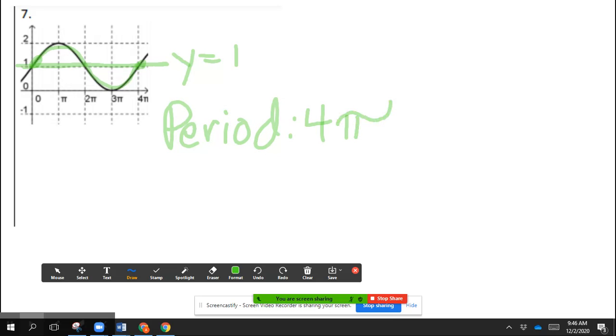Okay? So in 2 pi, there's half of a cycle, right? It only reaches half of its graph when you get to 2 pi. So that means that your frequency is 1/2, because half of the graph ends at 2 pi.